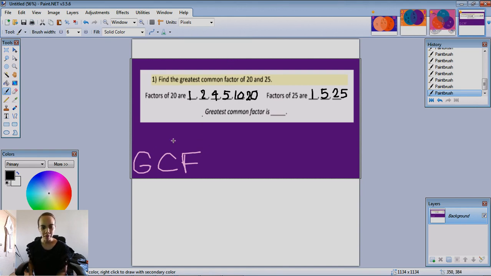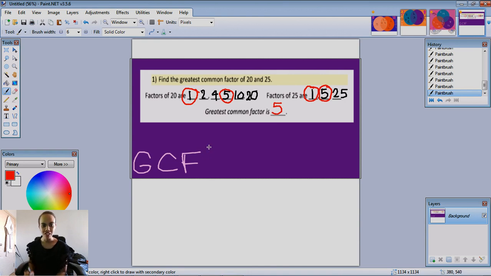Which are common factors? I'm going to use a red color to circle the common factors. Which factors are the same for both numbers? So I've got 1, and then I've got 5. There we go. Which is the greatest common factor? The greatest common factor is 5.